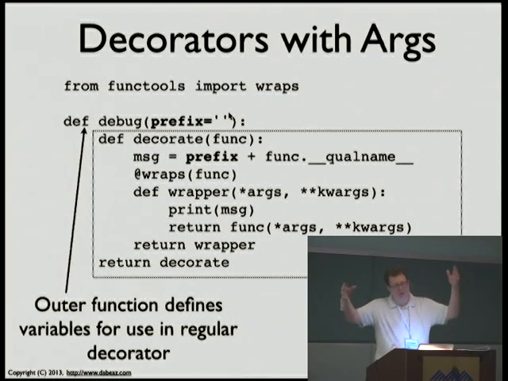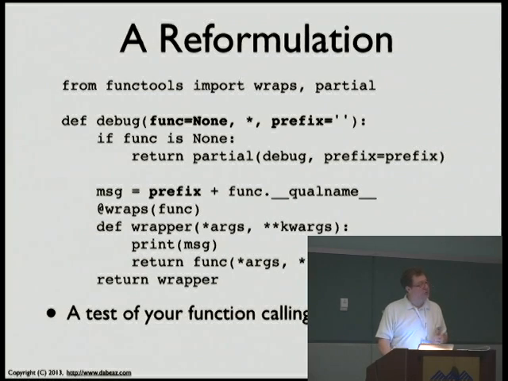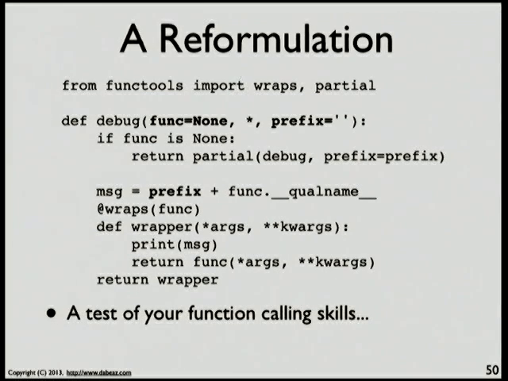It's just saying, okay, here's this argument. And then inside, you write a normal decorator function, except that you can refer to that variable that got passed in. It looks a little bit funky if you haven't seen it before, but it's basically just this outer function that passes that in. There's an interesting reformulation of that I sometimes do.